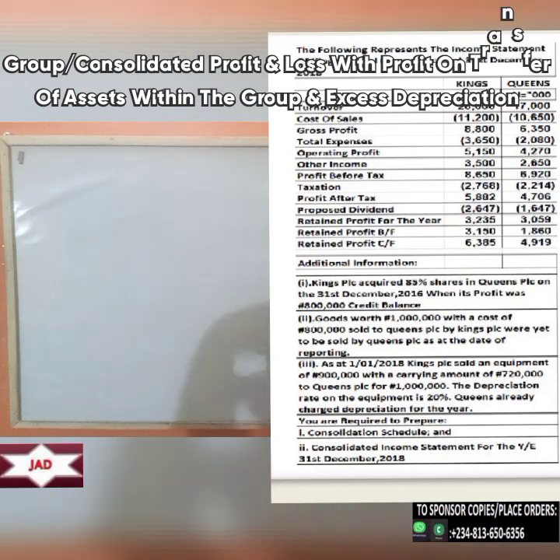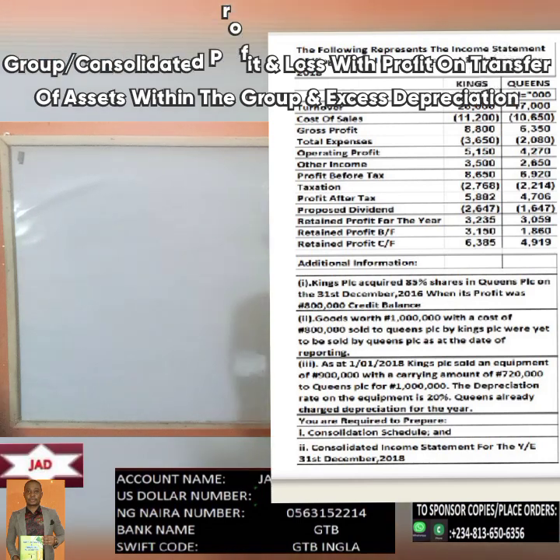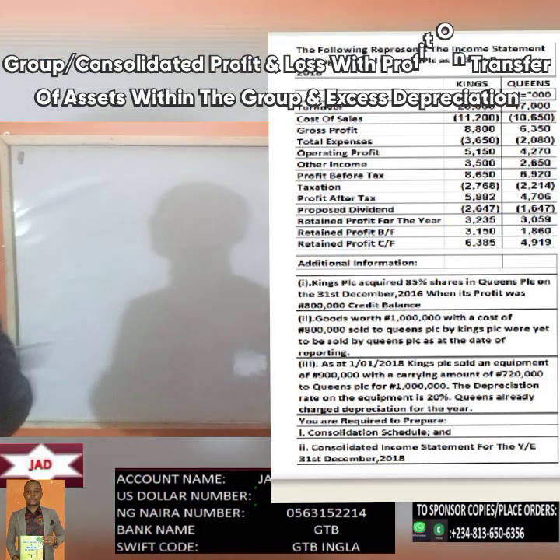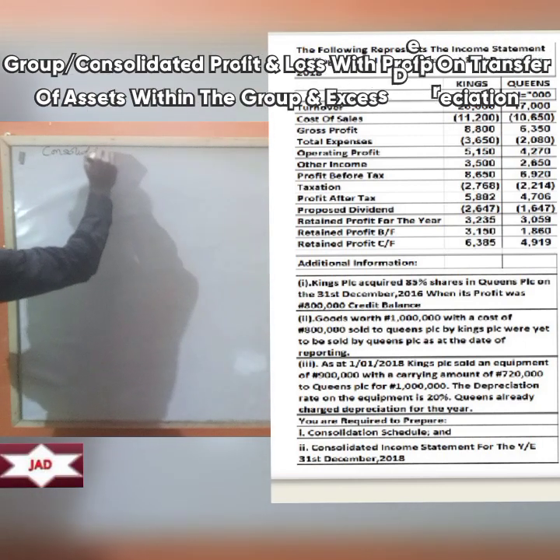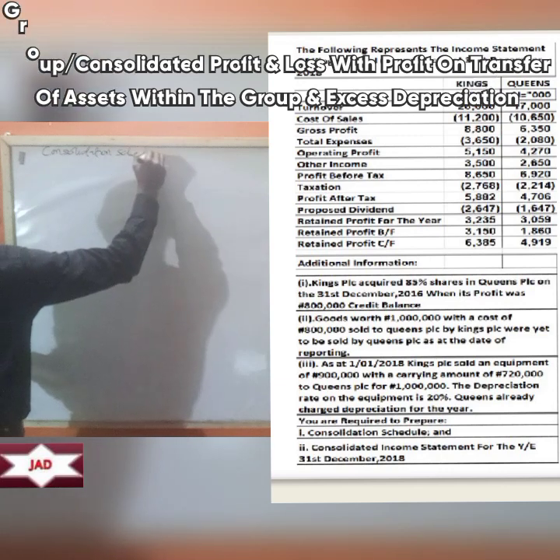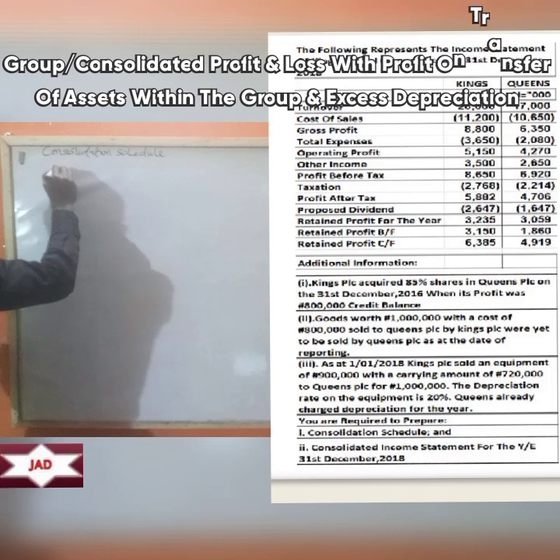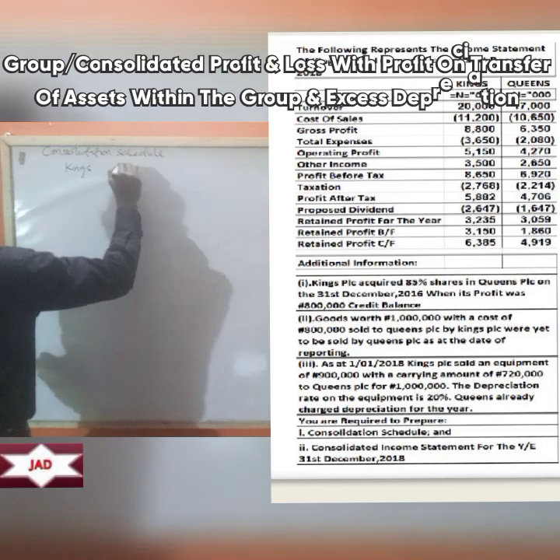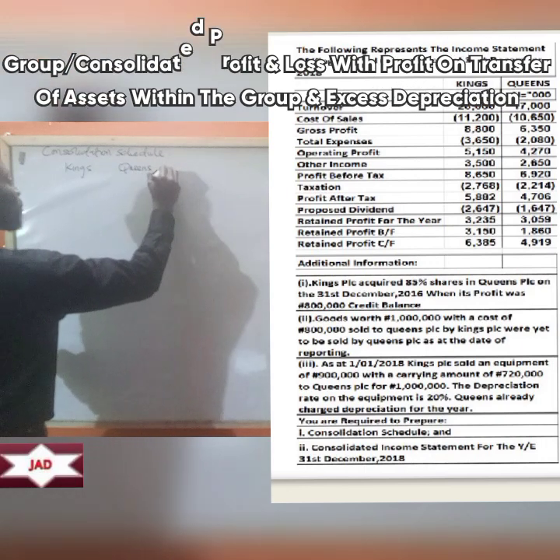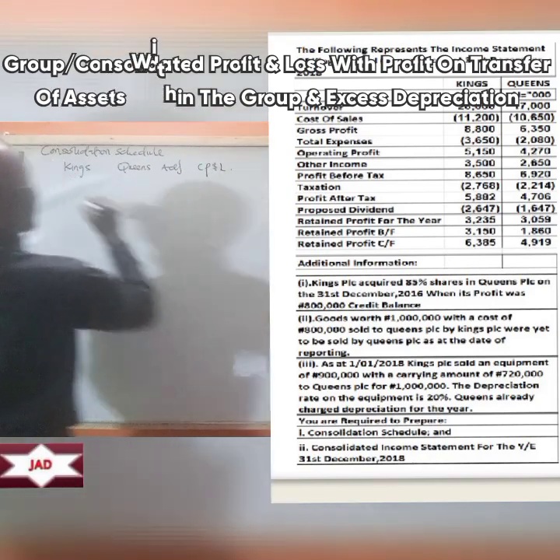So this is a very straightforward one. So let's quickly go down. Let's go. We have the consolidation schedule. Okay, so we have Kings, Queens, we have adjustment, and we have C, P, and L.